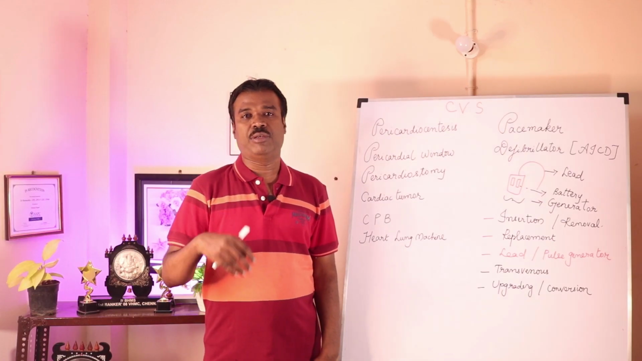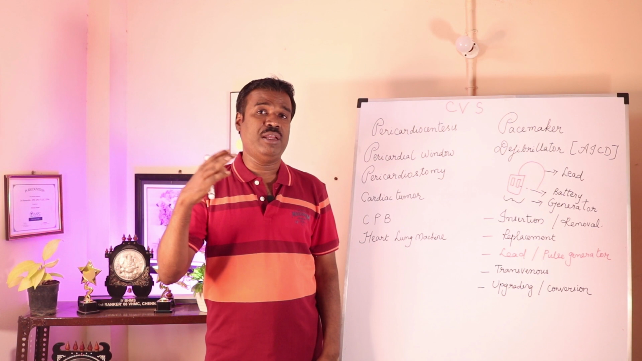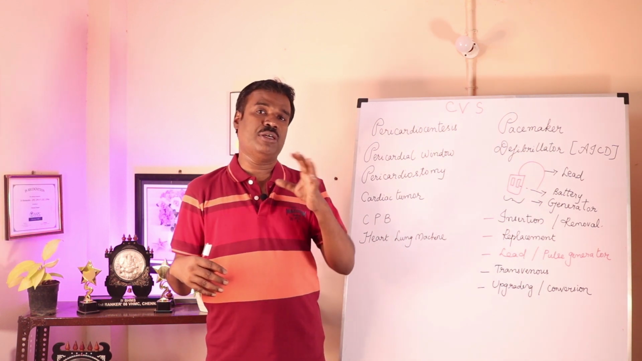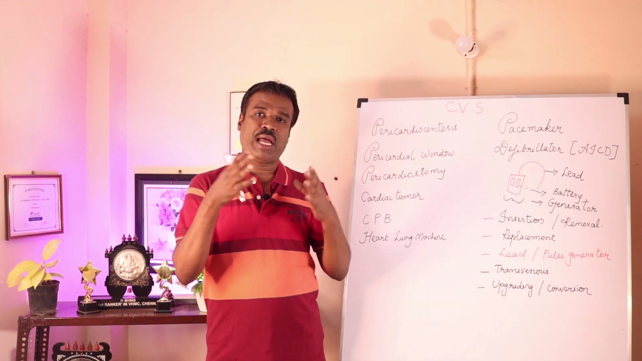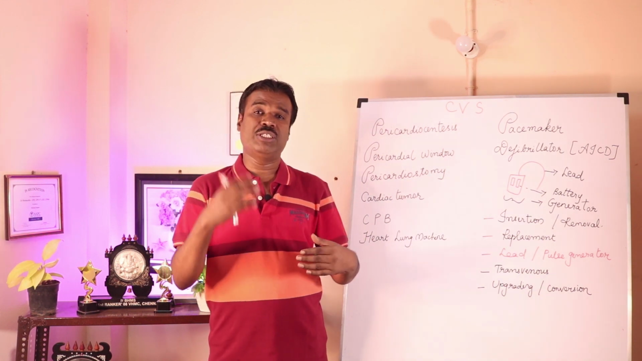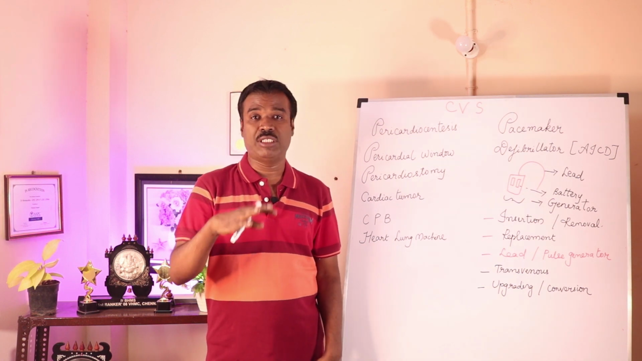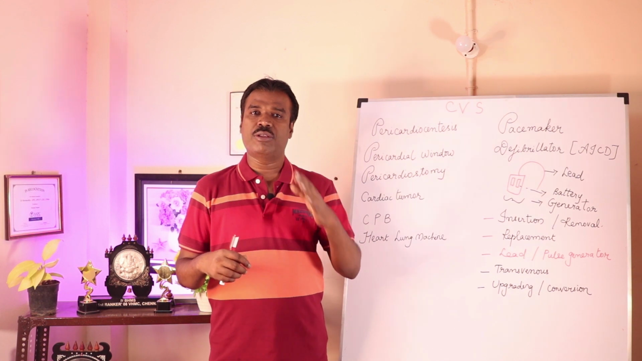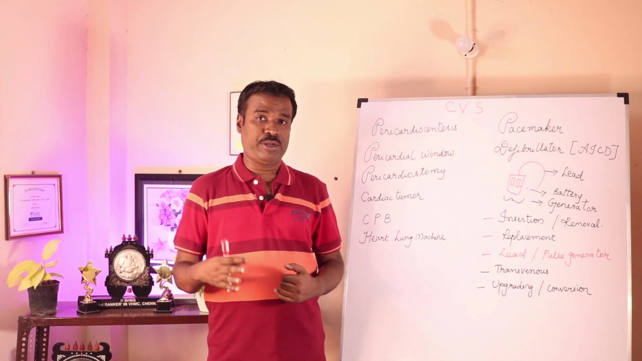This pacemaker system is made up of two parts. One is the electrode, or otherwise we call that a lead, and then a pulse generator, which has a battery inside. Whenever the patient comes for the change of a battery, it means a change of the pulse generator. So you should always know what the encounter is for this particular patient.